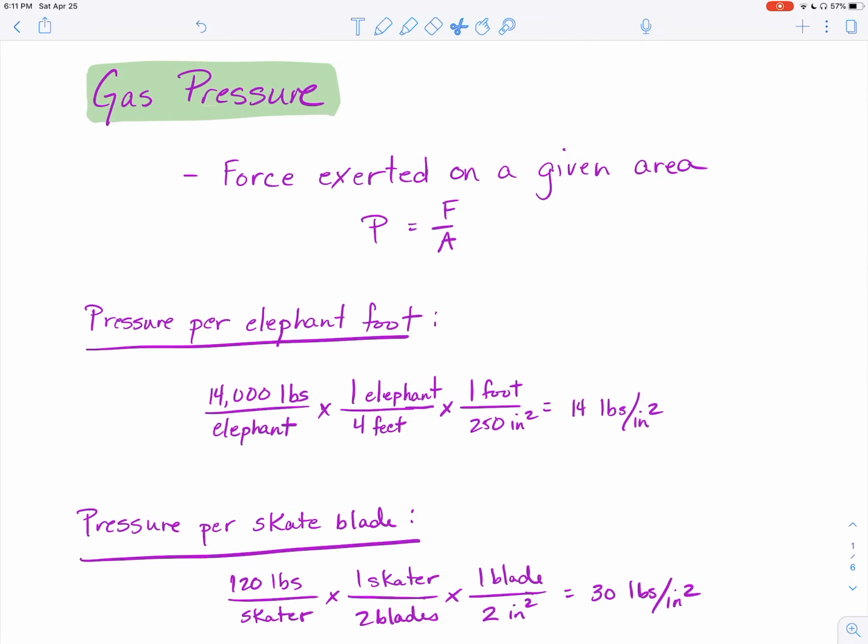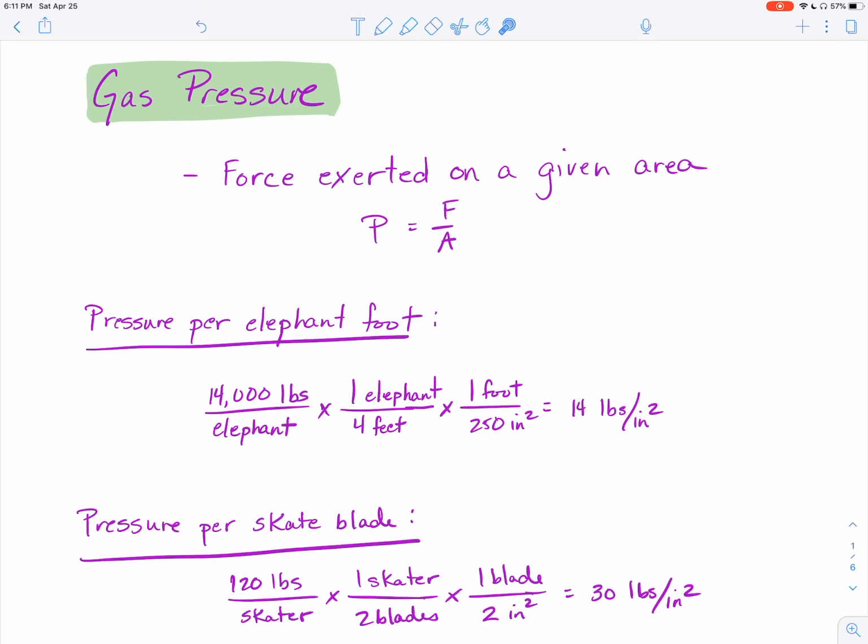In this video, we're going to look at gas pressures. Essentially, a gas pressure is the force exerted on a given area. We can show that using the formula here, the pressure being the force divided by the area. And there are ways in which we can calculate this.